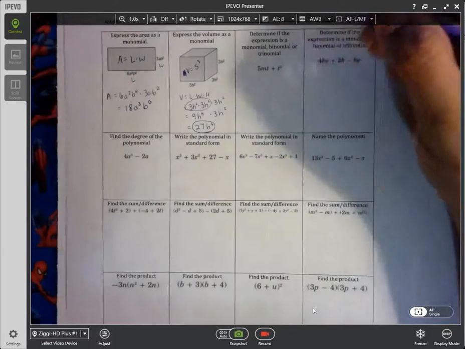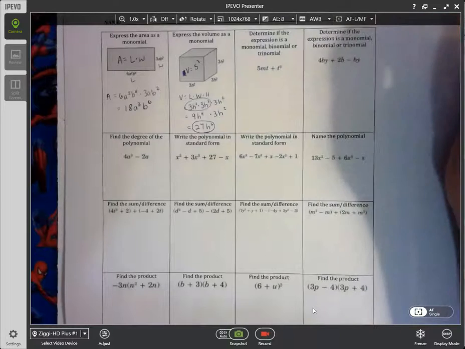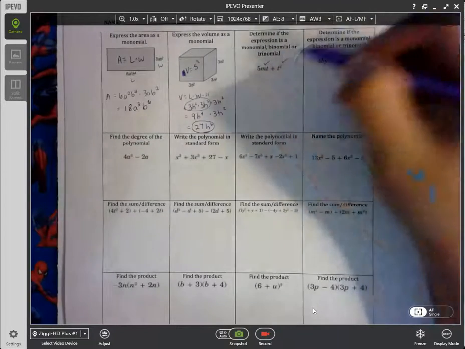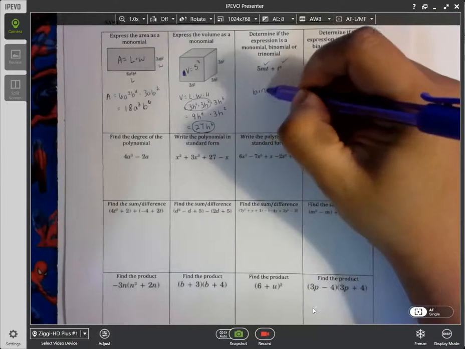Determine if the expression is monomial, binomial, or trinomial. Well, that has to do with terms, and this has two terms, so it is a binomial.